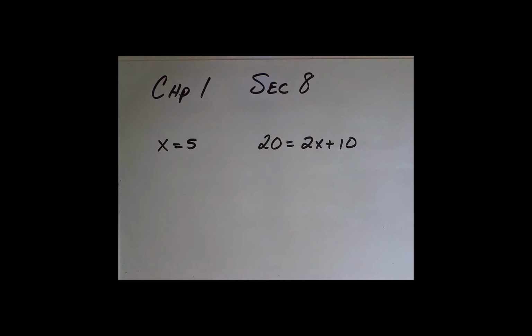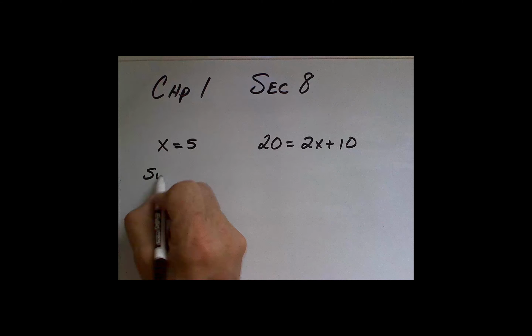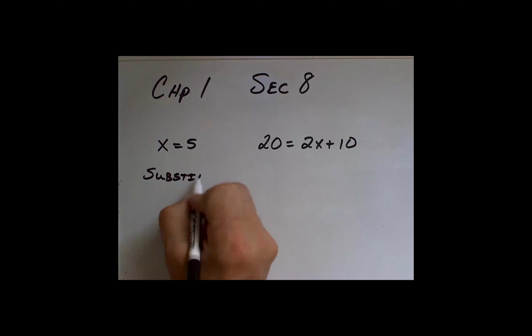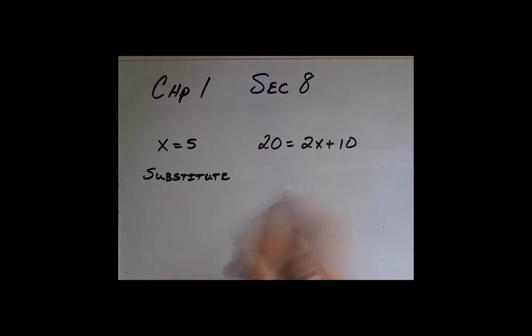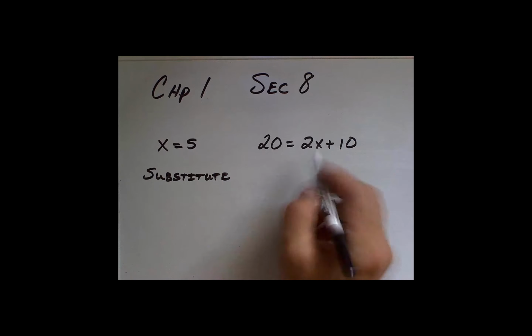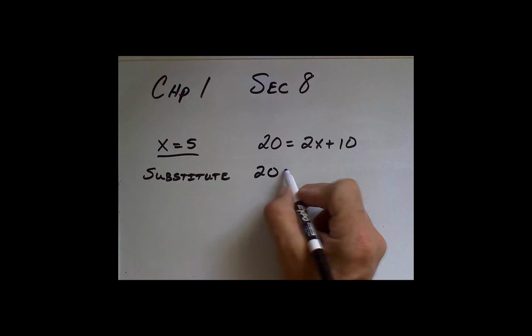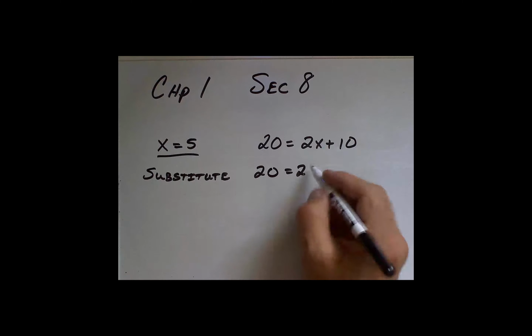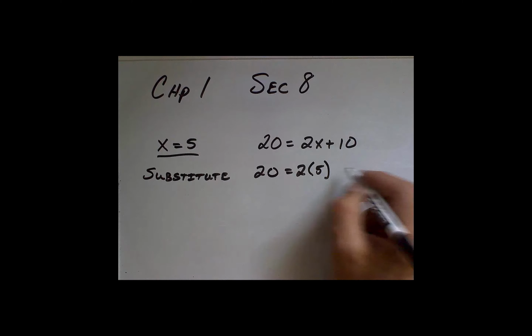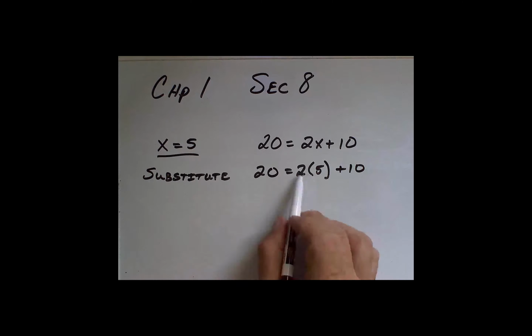Now, what we need to do is first see, is 5 the right number to put in for x? To figure that out, we need to do what's called substitute. We're going to substitute in 5 wherever the x is at, because my x equals 5. So at this point, I'll rewrite the equation. 20 equals 2, now we're going to put in 5 for the x, plus 10. And this is, as we knew through distribution, 2 times 5.